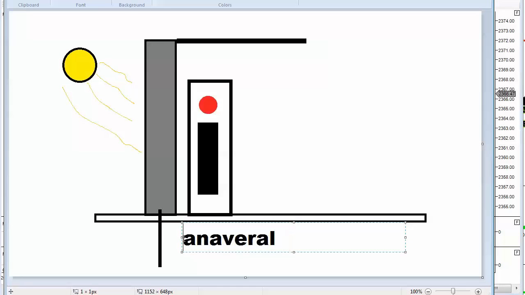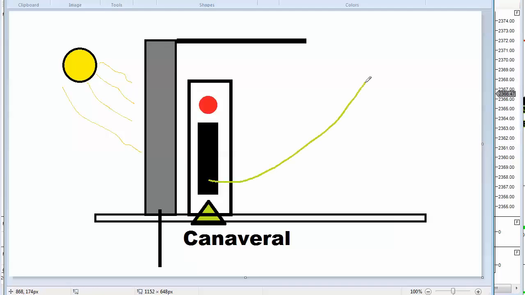Canaveral. And you will see me in the classes. I will take a triangle tool and I'll draw a large green triangle underneath it. Because when I see this pattern, historically, the market tends to drift upwards after that price time pattern.